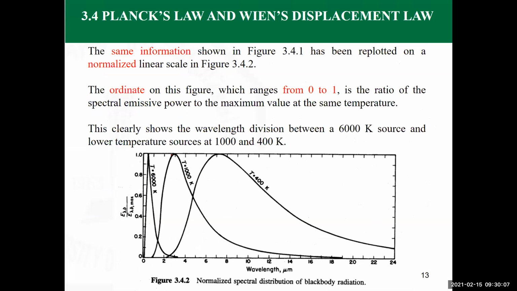What we need to see from this figure is the range. The range of wavelength associated with very high temperature is this; the range associated with lower temperature, the 1000, is this; and for the 400, it is this. This is another indication that higher temperature, which is high frequency or short wavelength radiation, is associated with short wavelength. As the temperature goes down, it is associated with longer and longer wavelengths.